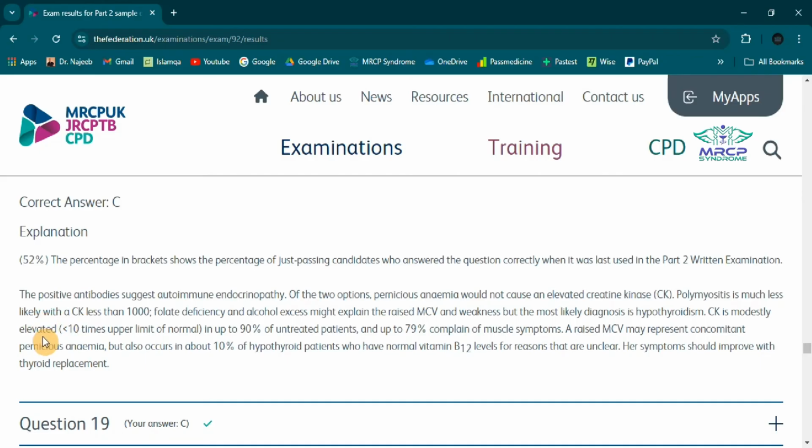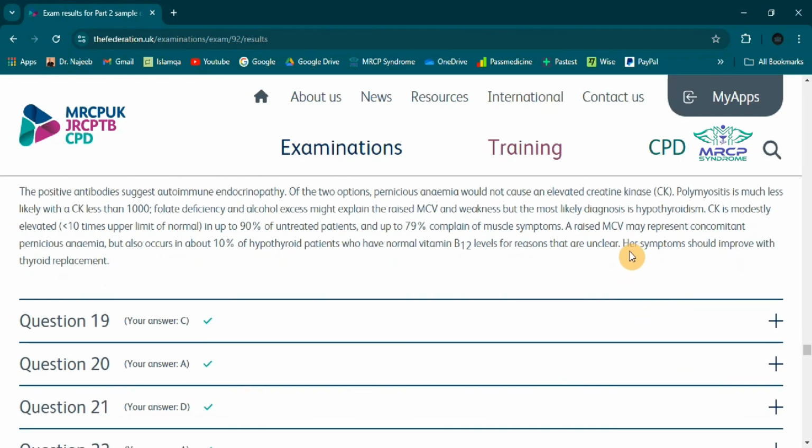CK is modestly elevated, less than 10 times the upper limit of normal, in up to 90% of untreated patients. Up to 79% complain of muscle symptoms. A raised MCV may represent concomitant pernicious anemia, but also occurs in about 10% of hypothyroid patients who have a normal vitamin B12 level, for reasons that are unclear. Her symptoms should improve with thyroid replacement.